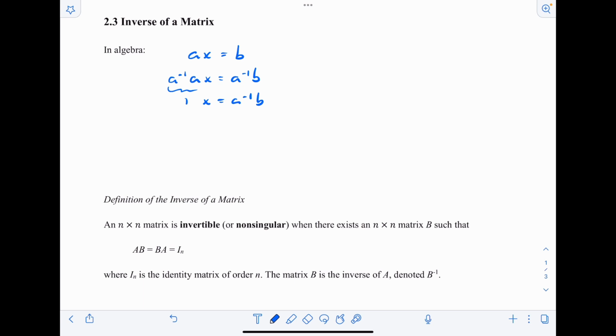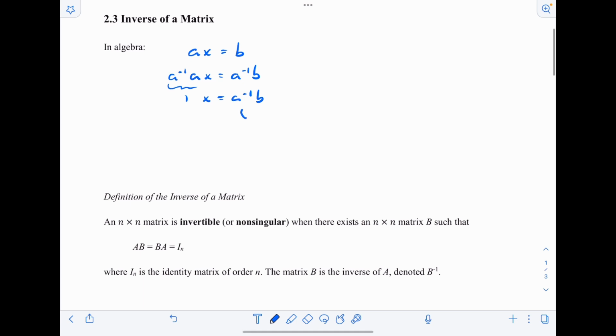In other words, think of this as the multiplicative inverse of a. So we're going to call this the multiplicative inverse of a. Every real number has an inverse except for 0, because you can't divide anything by 0. But every other real number has an inverse, and so this would hold true for anything except for 0.